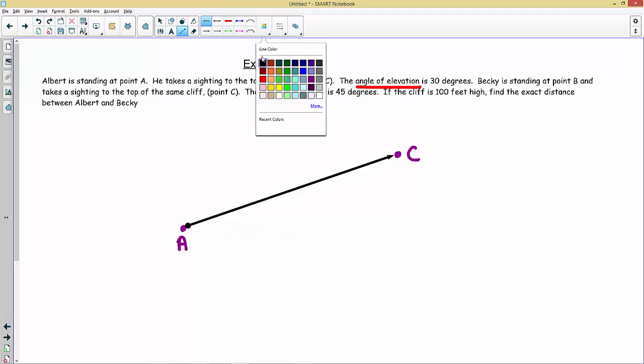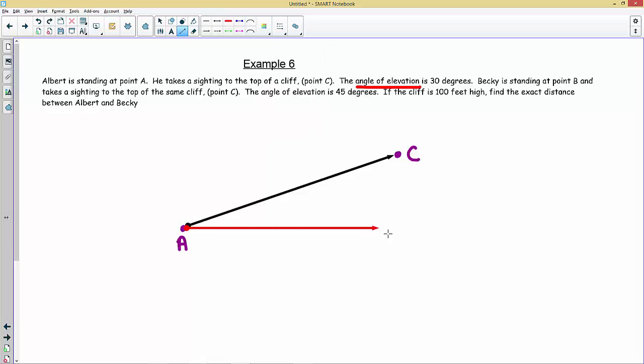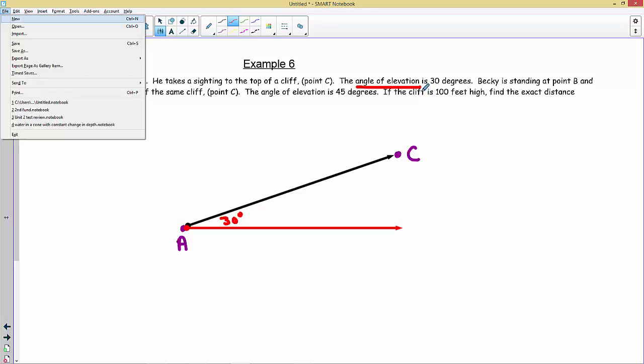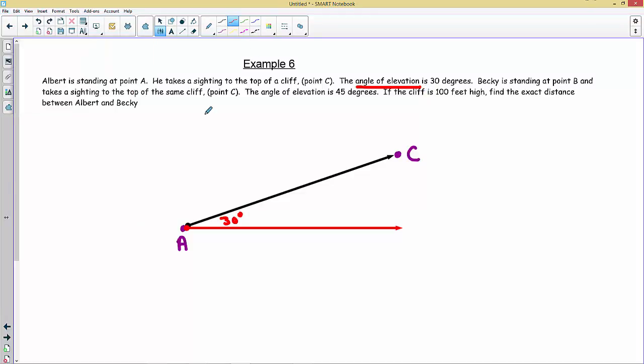And I'm going to use a different color. Okay, so normally you're looking straight across at the horizon. Well, if you look up and you tilt your head back 30 degrees, that's called the angle of elevation. Okay? But again, you wouldn't have to worry about this on the quiz. Okay, and here's, of course, the cliff is obviously perpendicular.